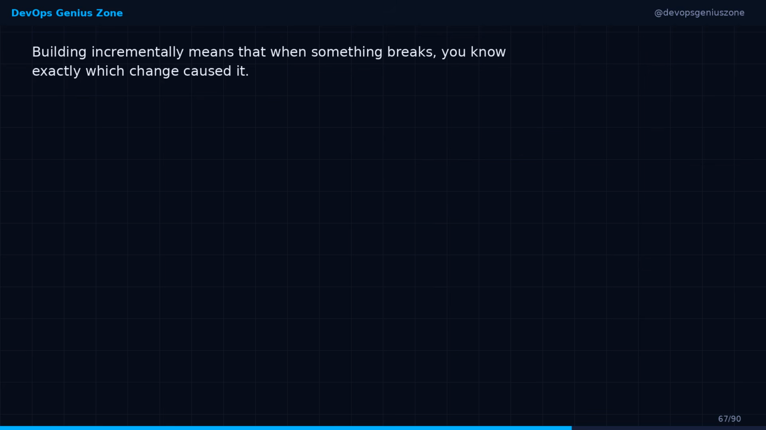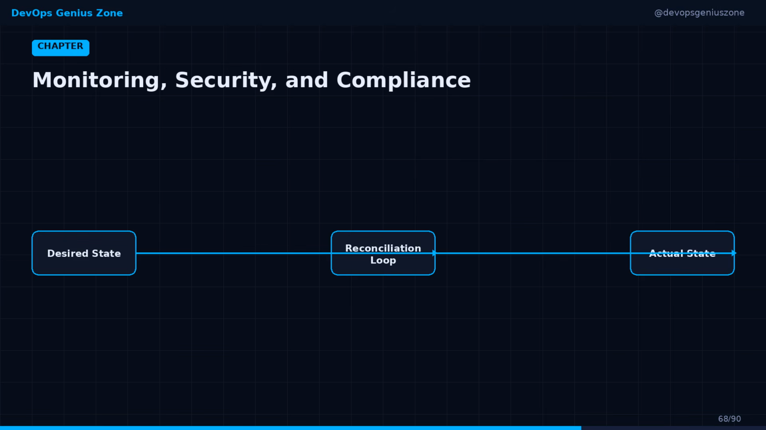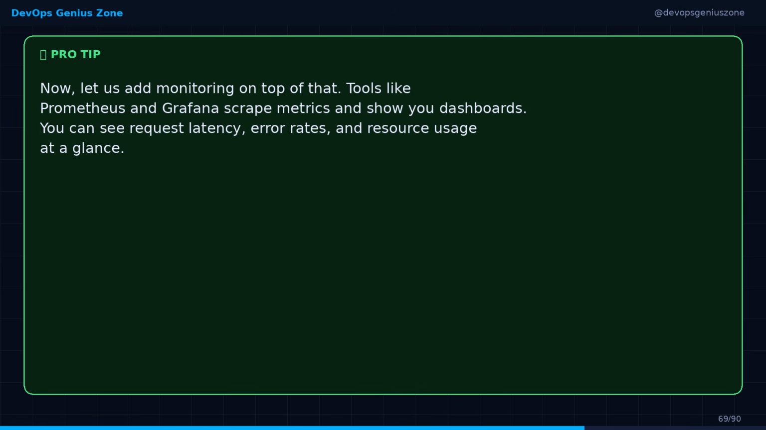Now, let us add monitoring on top of that. Tools like Prometheus and Grafana scrape metrics and show you dashboards. You can see request latency, error rates, and resource usage at a glance. Set alerts so you know immediately when something goes wrong, and with a well-implemented GitHub Actions tutorial setup, the system often heals itself before you even wake up.